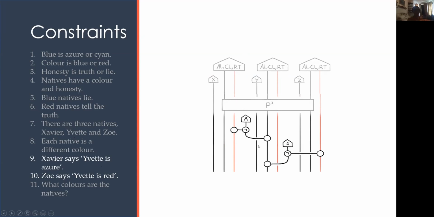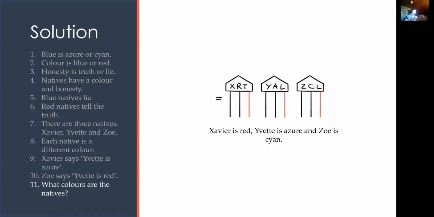So we'll have a more complicated sum that ends up representing the meaning we want. So we're not restricted by the specific form we've initially chosen to present the problem as. Simplifying all of that, we find that we've actually got the solution straight away. In this case, Xavier is red, Vet is azure, and Zoe is cyan. And that falls out from just having encoded the meaning of the logical puzzle, and we don't really need to do any extra work to find the answer.